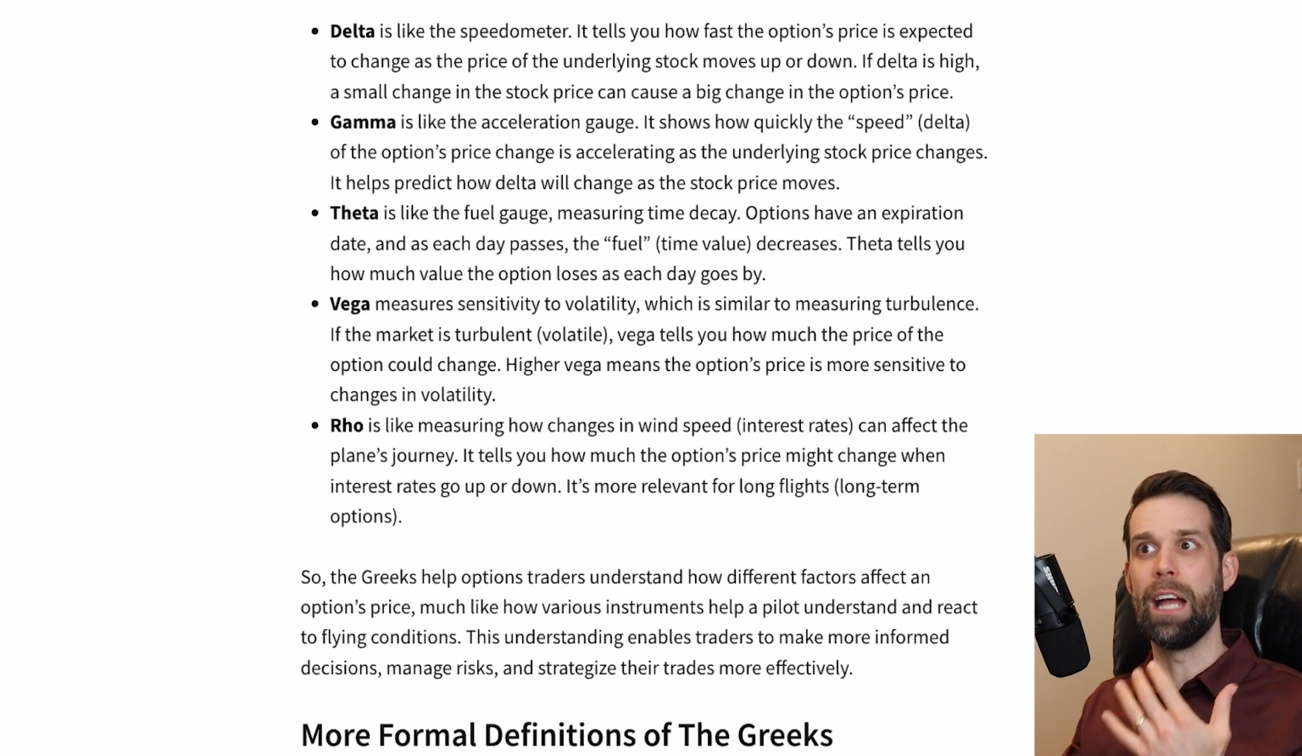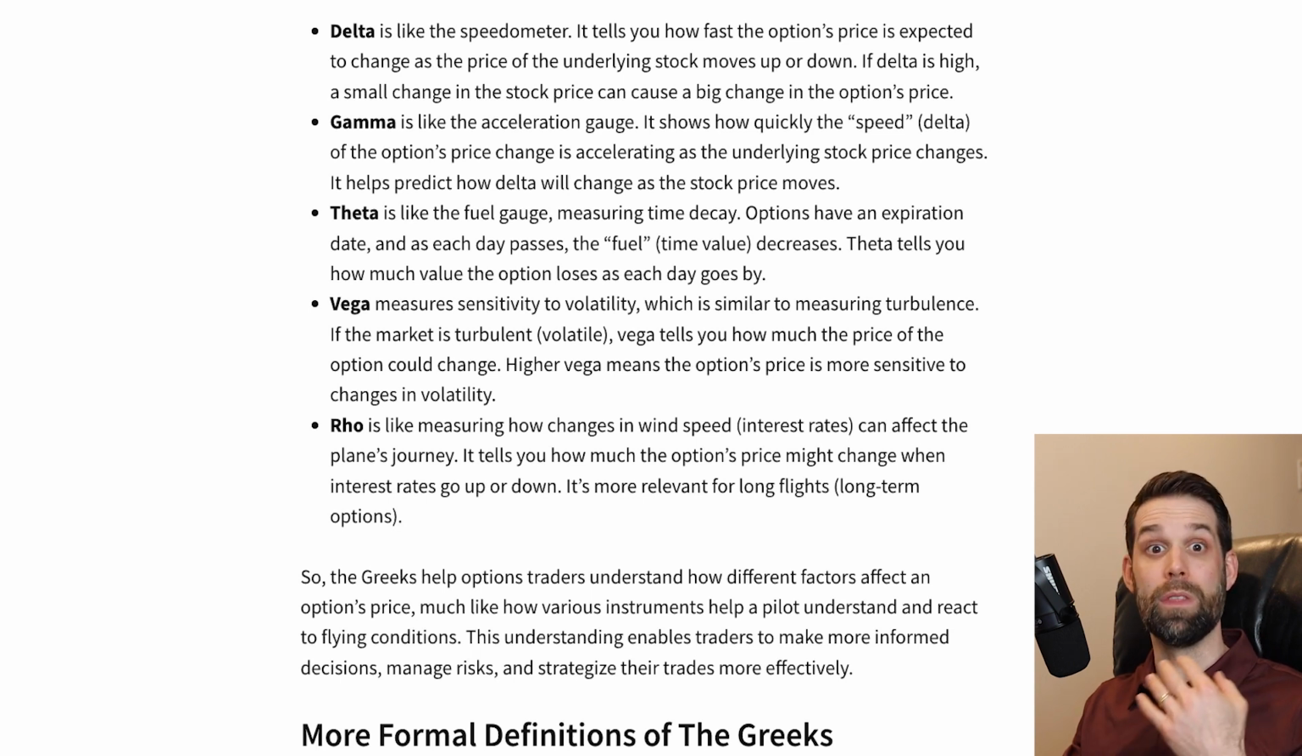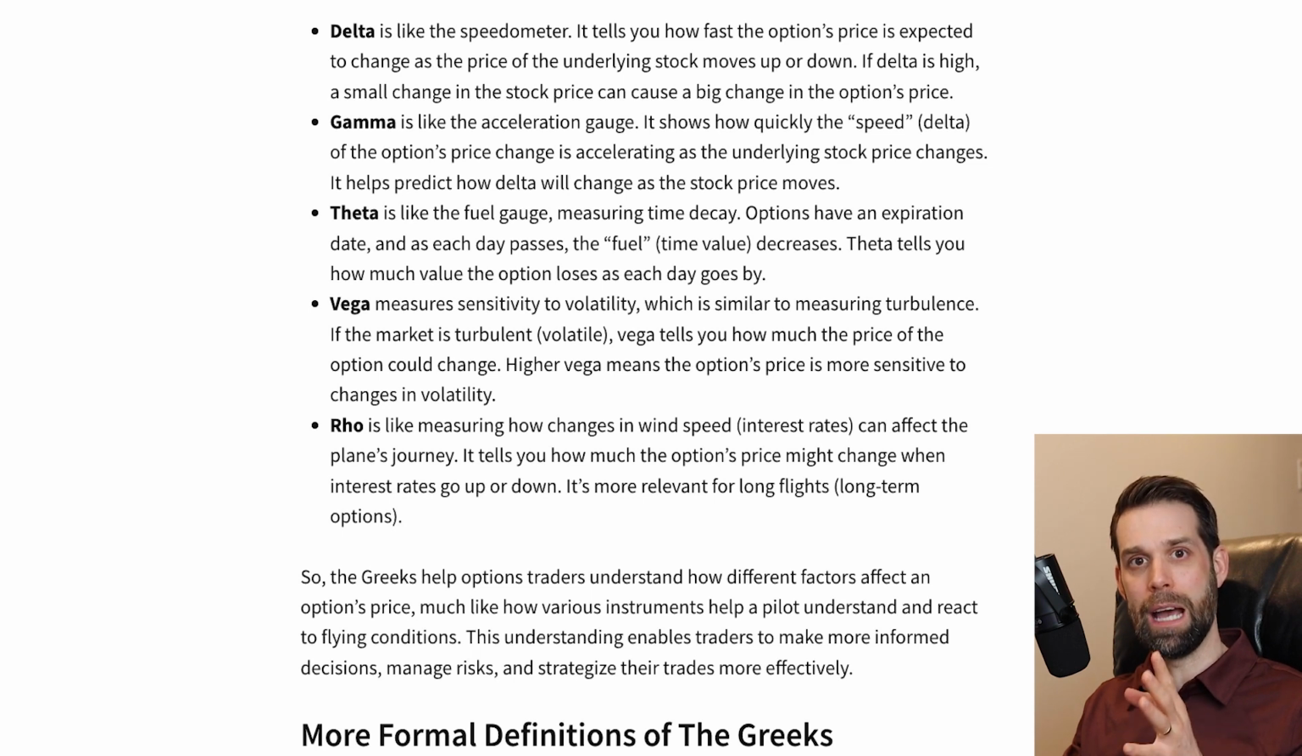Then we have theta. You can think of theta like the fuel gauge. So it measures what's called time decay. And there's time decay with options. Remember, options are sort of a wasting asset. They have an expiration date. So as each day passes, the quote unquote fuel, or the time value in the option, decreases. So theta is going to be a value that you minus off the price of an option every single day. So just like you're flying your plane, you're losing fuel every day.